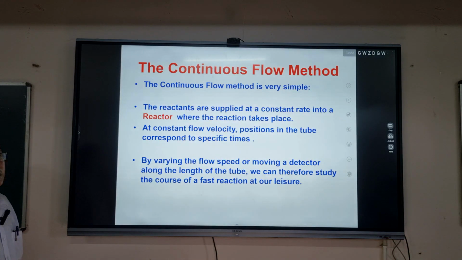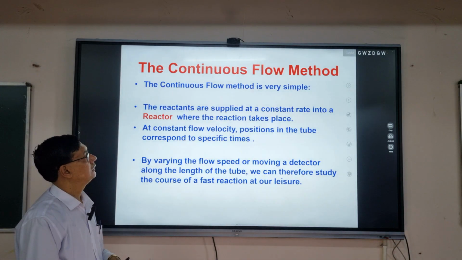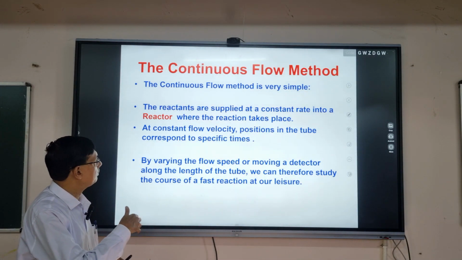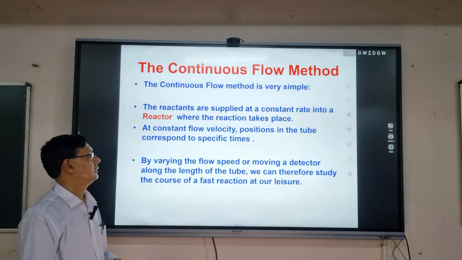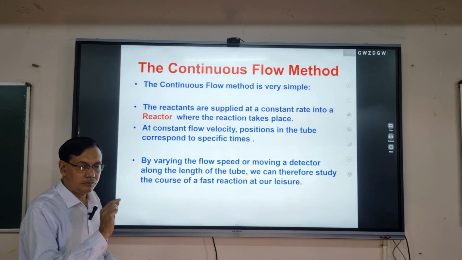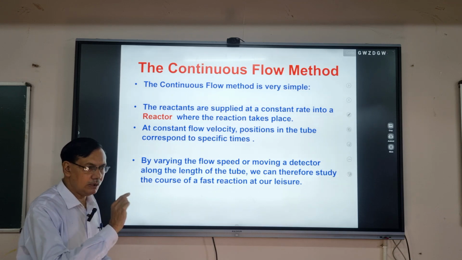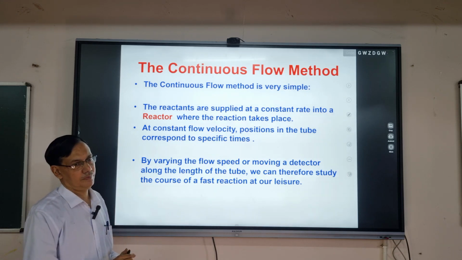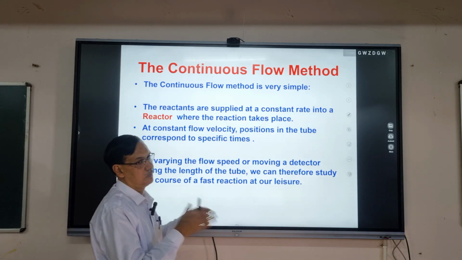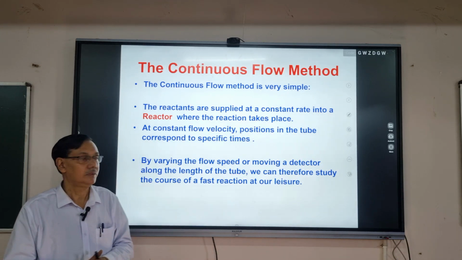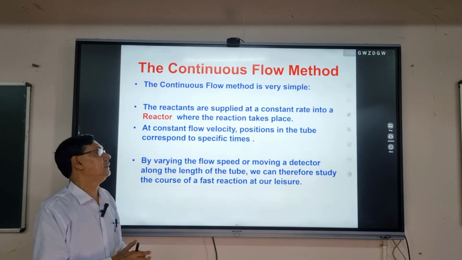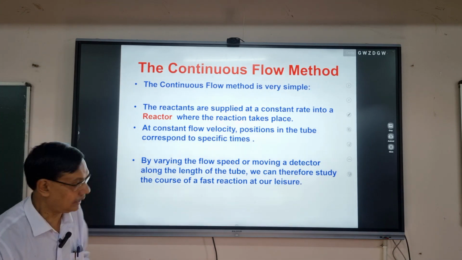The continuous method is very simple. The reactants are supplied at a constant rate into a reactor, and at constant flow velocity, positions in the tube correspond to specific times. And if we monitor this volume element, this change of flow with respect to time, we can calculate the rate constant by a very simple technique.